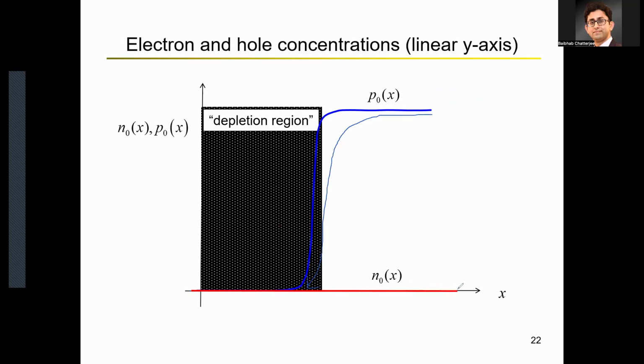Your electron concentration was very low to start with. It will exponentially increase, but it will still remain very, very low as compared to the hole concentration. And this region is going to be called the depletion region because here you neither have holes nor electrons now. And that's what is meant by depletion region in the first place, that you deplete it with respect to any kind of charge carriers.